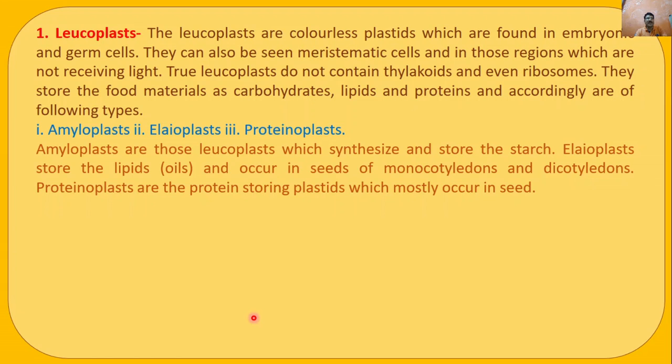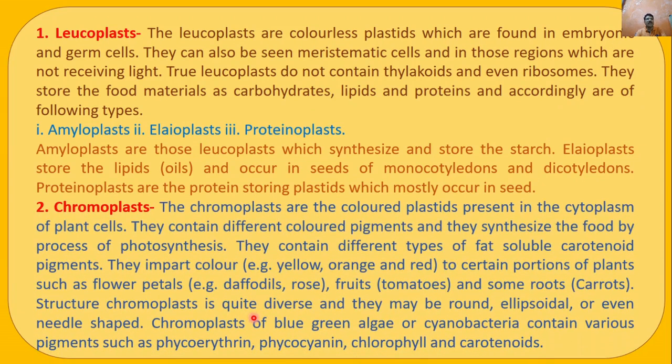Amyloplasts, as we have discussed, are those leucoplasts which synthesize and store starch. Elaioplasts store lipids in the form of oils, and occur in seeds of monocotyledons and dicotyledons. Then proteinoplasts are the protein storing plastids which mostly occur in seeds of different plants.